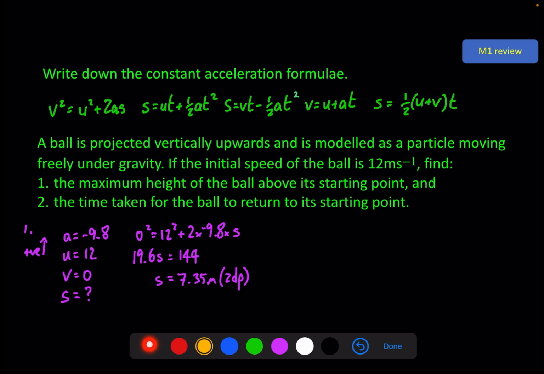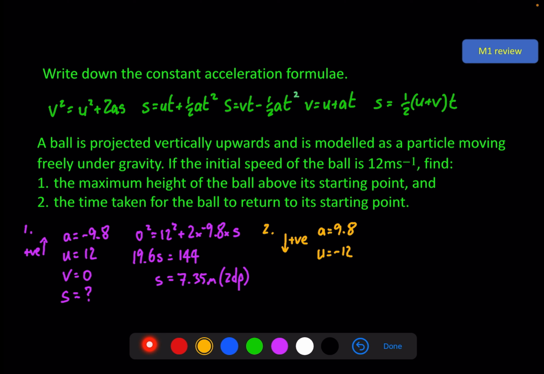For part 2, I'll do this in a different colour. Remember, this is a separate calculation. So that's completely separate. We need to start all over again. I'm going to take, just because I can, the downwards direction as positive this time. List the information I've got in this situation. a is still acting vertically downwards. So because I've chosen downwards to be positive, that's now 9.8 instead of minus 9.8. My initial speed is still acting upwards, so that's the negative direction now.